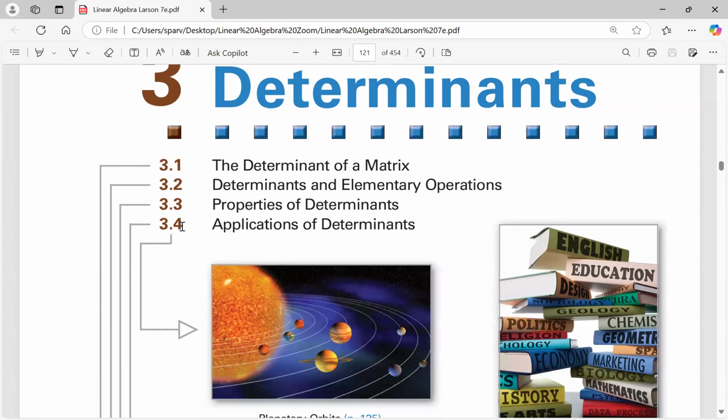Section 3.4, by the way, there are a couple of applications. So if time permits, I would like to look at Cramer's method for solving systems of equations. And once we get there, you'll see this is an application of determinants. But first, let's begin by asking what is the determinant of a matrix, okay?